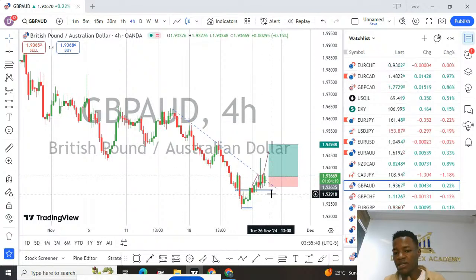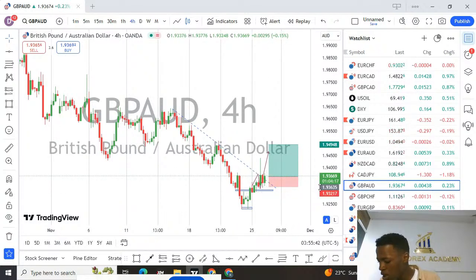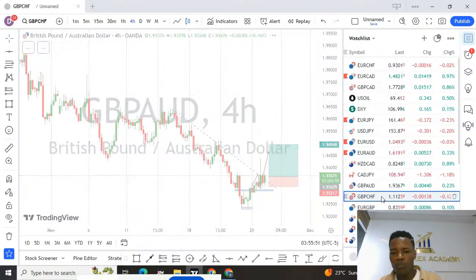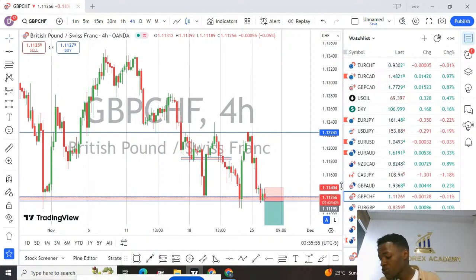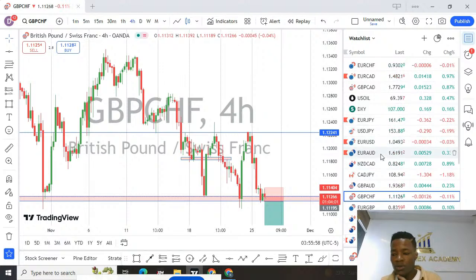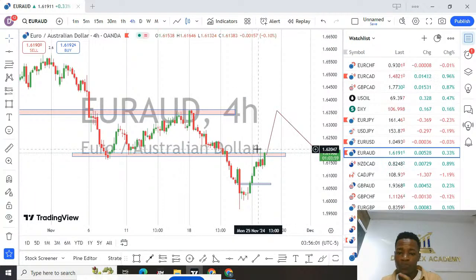Yes, GBP AUD is an A setup waiting for the close. Another pair, GBP CHF. But this one, we said you have to clear those positions. You have to wait for it. Euro AUD. Yes, Euro AUD, this is our pair.